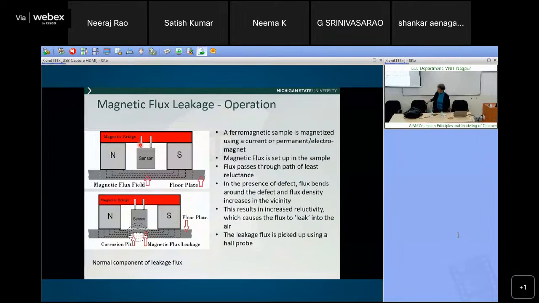Because there's less metal where the defect is. When they scrunch, your flux density increases. And remember, flux density increases, permeability decreases, reluctance increases. So the reluctance in the metal increases. Some of the flux will always go through a path of least reluctance. It goes through the air. That's called the leakage flux, and that is why leakage flux is caused. It is related to the underlying magnetic principles.